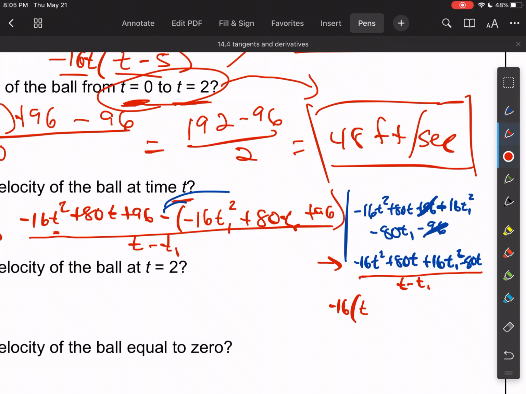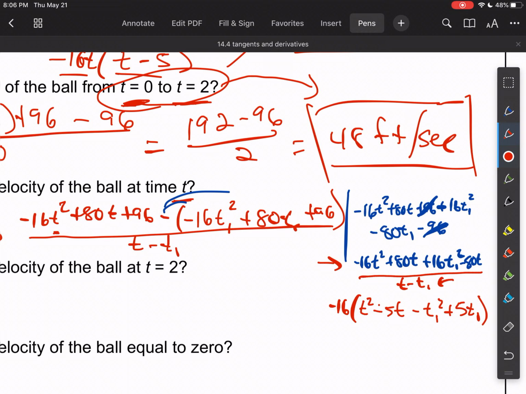And so if I take a negative 16 out, I'm left with t squared minus 5t. And then here, if I take a negative out, I'm left with negative t1 squared and then plus 5t1. So I just took a negative 16 out. I'm going to ignore this bottom, but I will bring it back in shortly just to keep this a little cleaner. Okay, so let's see if I can combine a couple of things here to find a difference of squares or something like that. What can I do to simplify this a little bit?